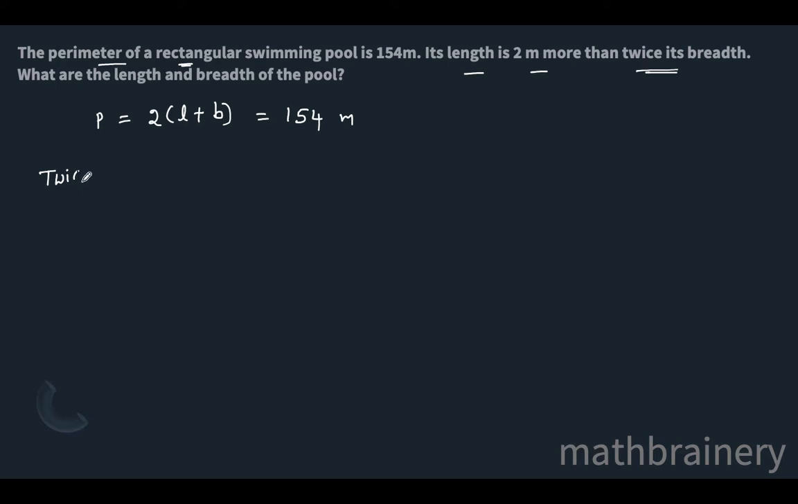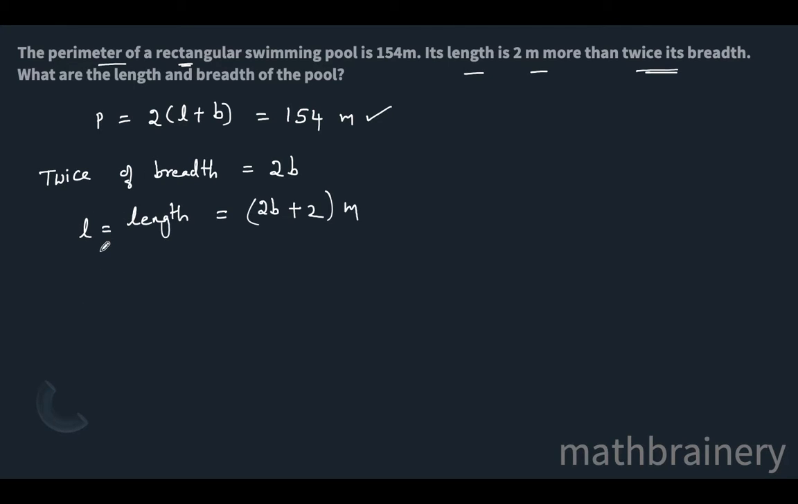What is twice of breadth? Twice of breadth can be written as 2b. What is the condition given? The length is equal to 2 meters more than twice the breadth. So this is 2b plus 2 meters. Alright. So L is equal to 2b plus 2 meters. Let's substitute this value of L in this equation, that is P is equal to 2 times (L plus B) is equal to 154 meters.